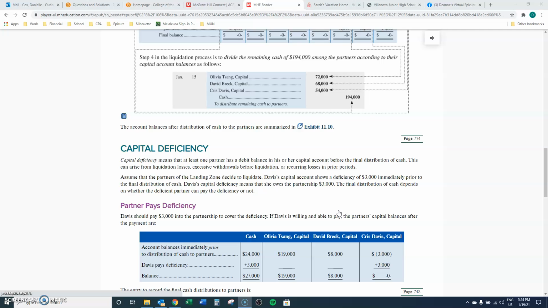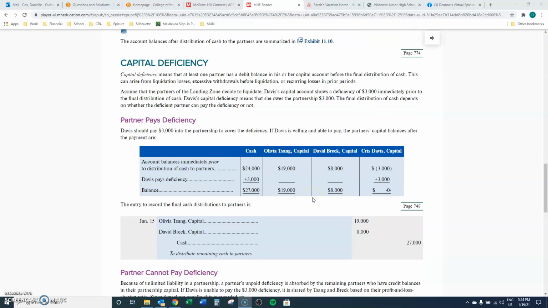Now what happens if there's a capital deficiency? That means one partner has a debit balance in their account right before everything ends. There's various reasons. Maybe they took a withdrawal right beforehand, but for whatever reason there's at least one partner that has a debit balance. So there's 2 things that can happen. Here we're saying that Davis has a deficiency, a debit balance of $3,000. The partner can pay the deficiency, so the partner can pay the $3,000 that they owe to the business back.